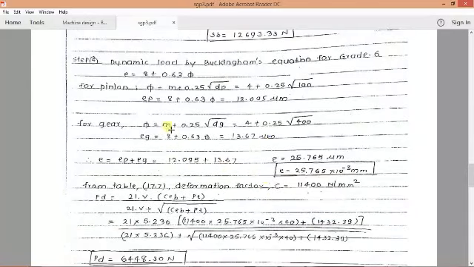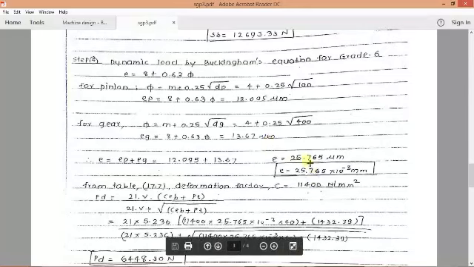Again, similarly for the gear, the formula for phi is the same, m plus 0.25 root of dg. The value of dg here is 400 mm. Putting this value here we get 13.67 micrometer. It is the error in the gears. So adding both the errors we get the error equal to 25.765 micrometer. So now we have to convert it into mm. So multiplying by 10 raised to minus 3 we get the value of error in mm.